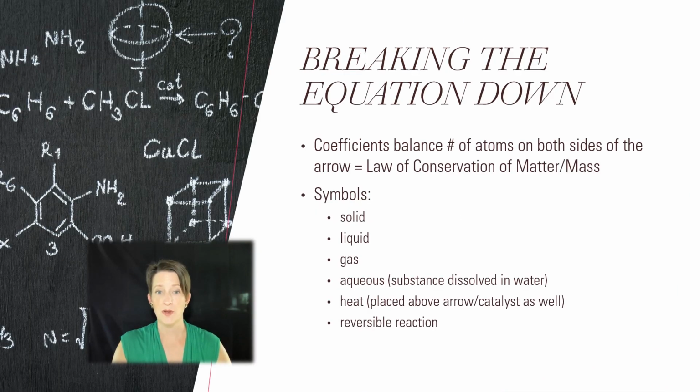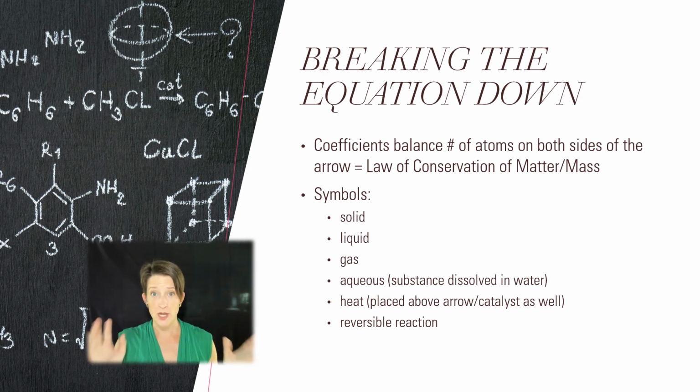Breaking down the equation. As I mentioned previously, the coefficients balance the number of atoms on both sides of the arrow. This allows us to satisfy the law of conservation of matter or mass, which means matter can neither be created nor destroyed in any ordinary chemical reaction, which is what we're performing. Not extraordinary, we're not stars, we don't go supernova. So every atom that's a reactant has to end up on the product somehow. They can change their state of matter, but the number present has to be the same.